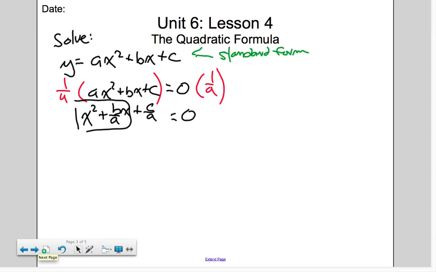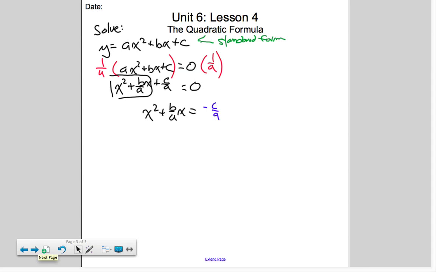So how can I isolate for that part? How can I isolate for just this part here? Multiply by or subtract. We'll subtract, right? So subtract, so I get x squared plus b over a x is equal to minus c over a.